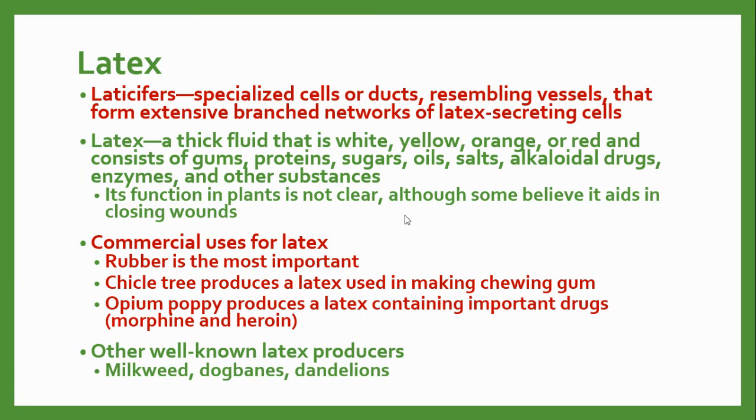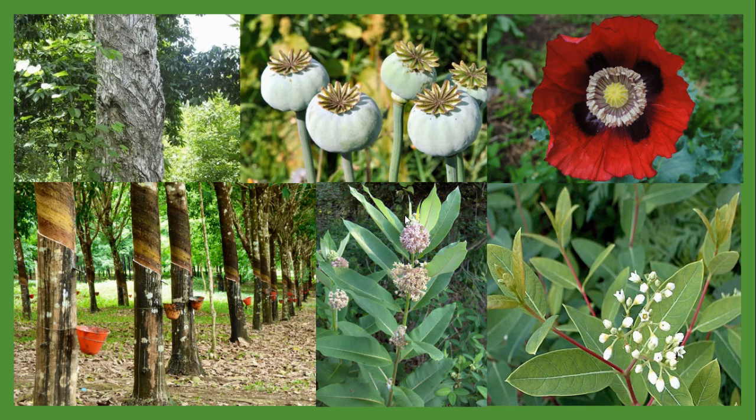Commercial uses for latex: rubber is the most important one. Chicle tree produces a latex used in making chewing gum, and opium poppy produces latex containing important drugs like morphine or heroin. Other well-known latex producers are milkweed and dogbanes, and dandelions are actually latex producers. So that's kind of crazy, isn't it?